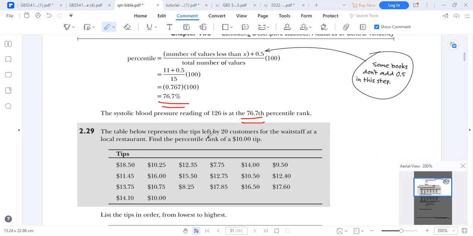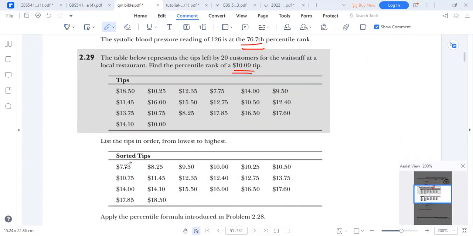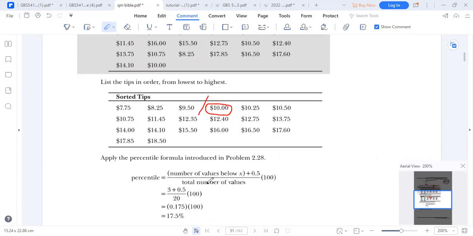Let's try this one here. Let's calculate the percentile for $10 left by 20 customers as a tip. So we arrange this from the smallest to the highest. The $10 is where? Here. How many numbers are before the $10? 1, 2, 3. So we're going to say 3 plus 0.5. And how many tips were there? There were 20. So 3.5 over 20 times 100, we get 17.5.